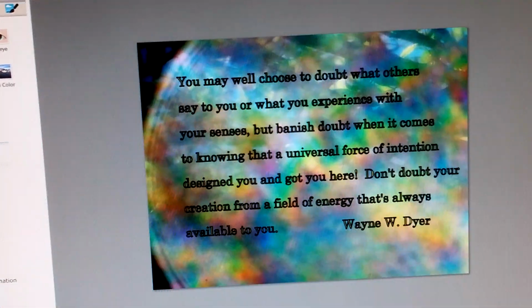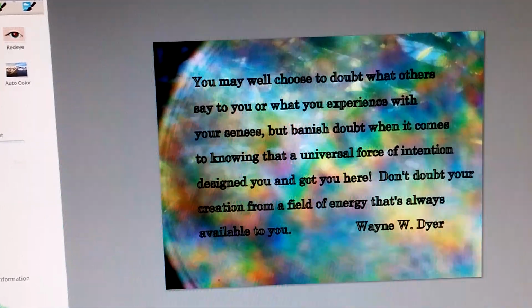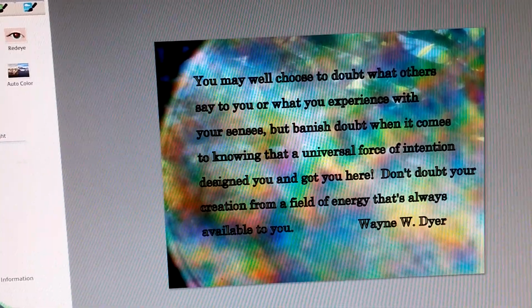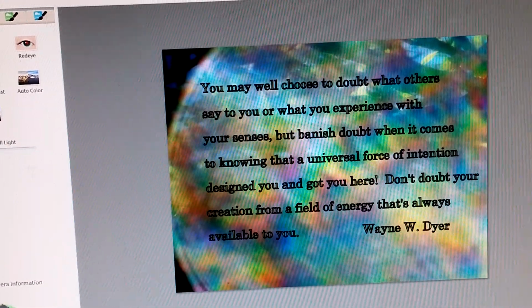I have to have the sun in a very low part of the sky, just peeping through the leaves of a tree, and then that's when I can get these orb pictures.